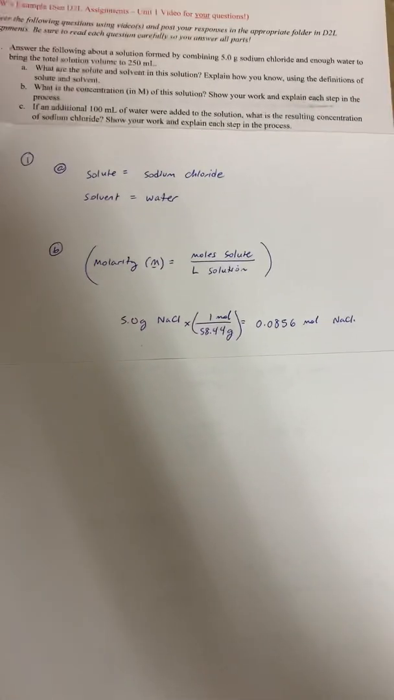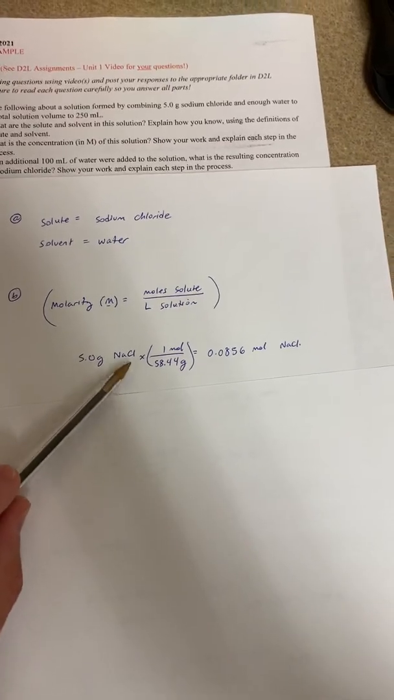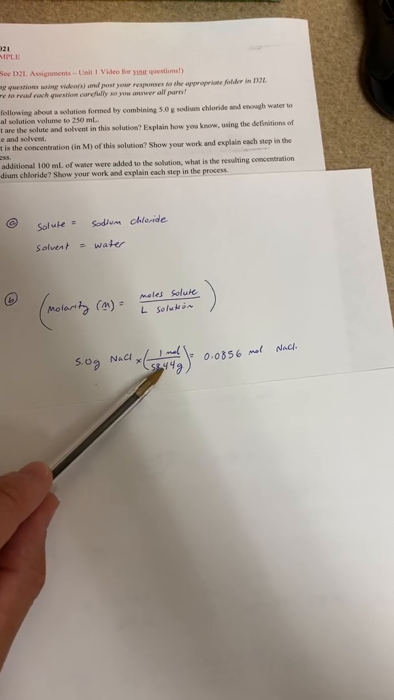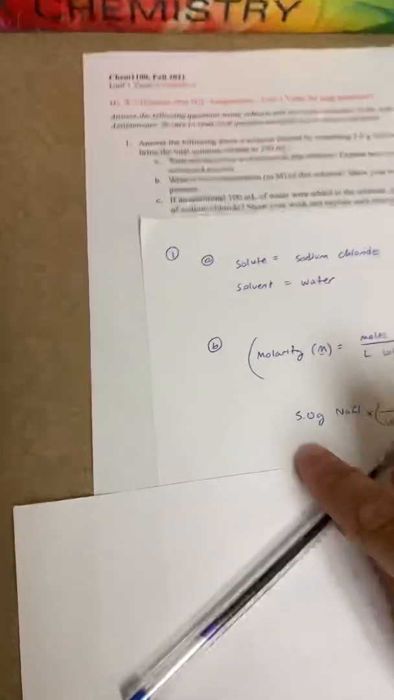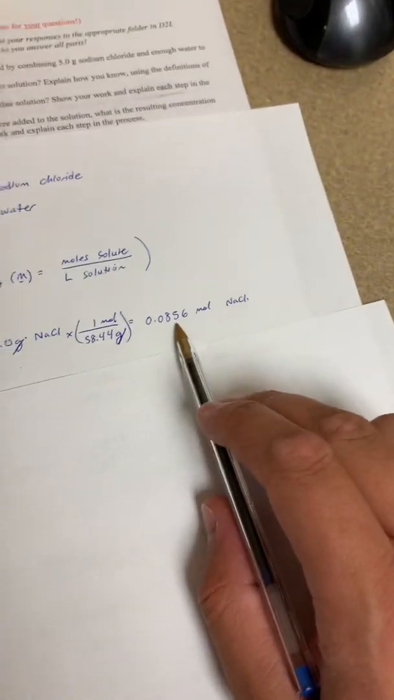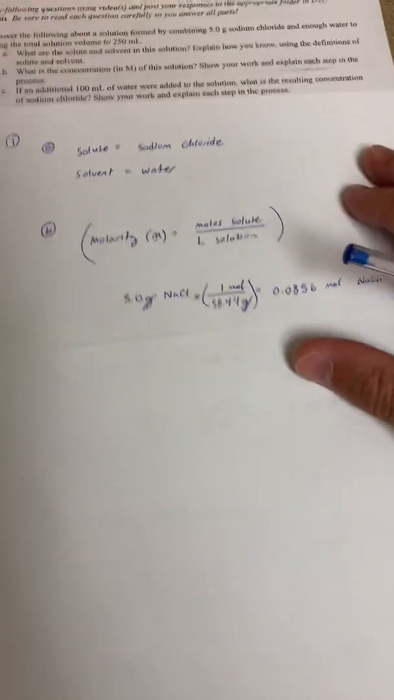So I started converting my 5 grams of sodium chloride. I convert that using the molar mass, 58.44 grams per mole. Grams will cancel, and that leads me to have 0.0856 moles of sodium chloride, which I'm going to eventually plug in up here.